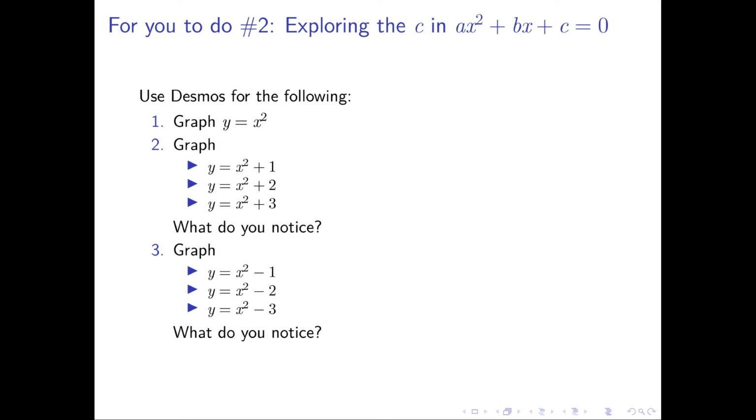Next, I'd like you to explore what changes in the value of c do in the function y equals ax squared plus c. So I'd like you to start by graphing y equals x squared. And then on the same graph, graph each of these, draw them in your journal, and write down what you notice. And then graph each of these, draw them in your journal, and write down what you notice.